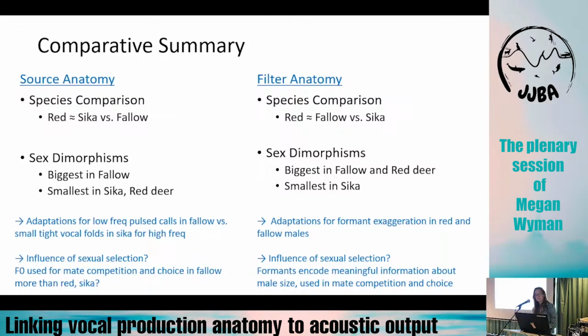Then, smallest in Sika. So these seem to be adaptations for formant exaggeration in red and fallow males, which could be influenced by sexual selection. This is encoding meaningful information about how big you are. Even if you're pulling it down and you're exaggerating your size, it's still an honest relationship between how far you can pull it and how big your vocal tract is. You can't pull it beyond your sternum, and if you're bigger and stronger, perhaps you can pull it longer, which still is an indication of your strength.